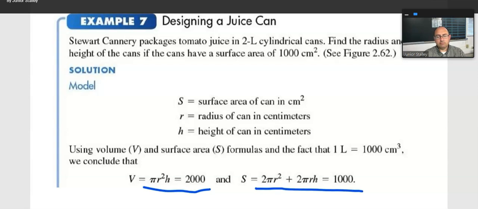Now, how do we know that it's a 2-liter can, and how do we know that we could say that it's 2,000 cubic centimeters? Well, if it's a 2-liter can, that's 2,000 units, right? Right, because there's 1,000 cubic centimeters in 1 liter. So that's all we're getting at there.